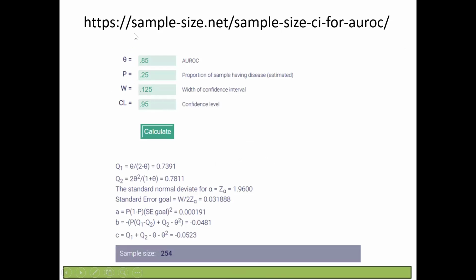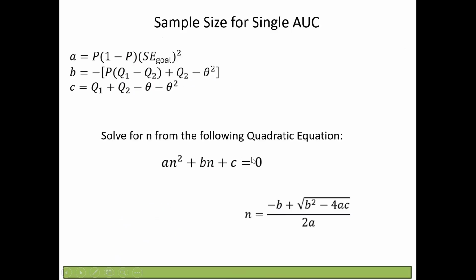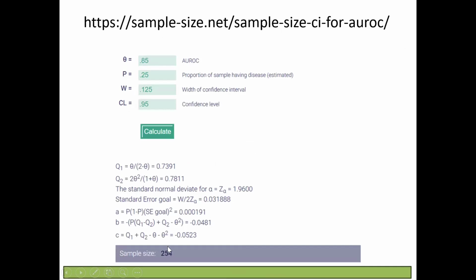So this I have taken from this online calculator. These are the values, and if we substitute these values and we calculate A, B and C, and on the basis of the solution of the quadratic equation, we get n is equal to 254.